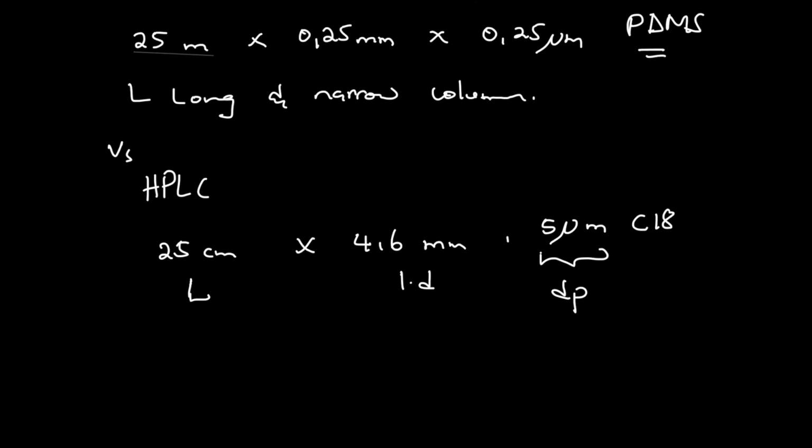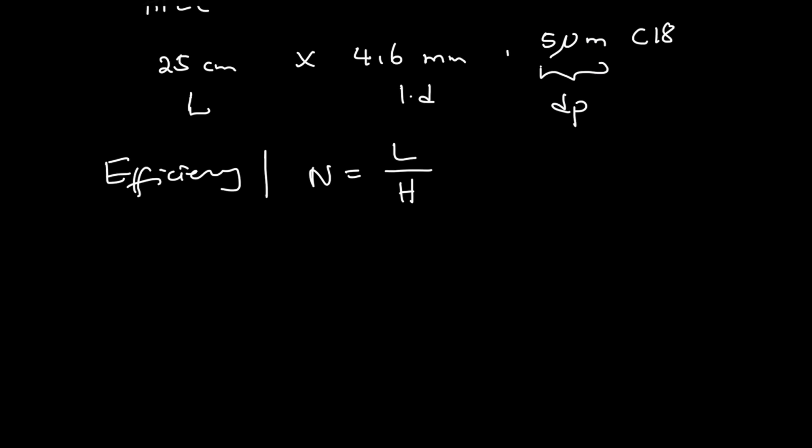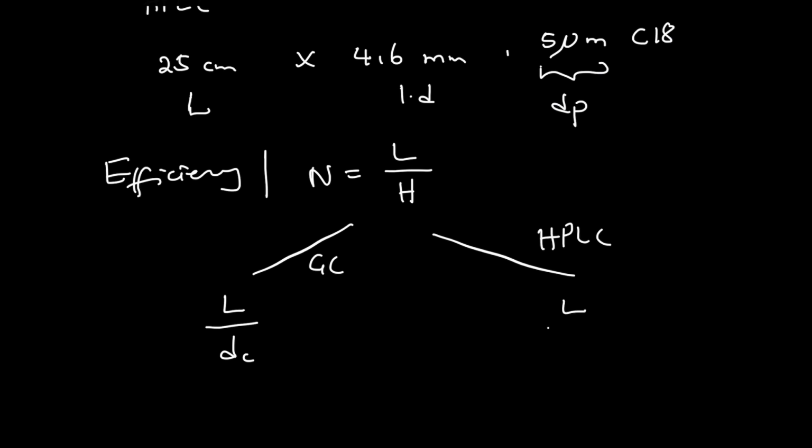Okay, so now I want us to look at something here, guys. I want us to consider the overall efficiency between HPLC and GC. Now, efficiency is L over H. So efficiency, when we are speaking about GC, is going to be L over dC. In HPLC, it's going to be L over what? 2 times dP.